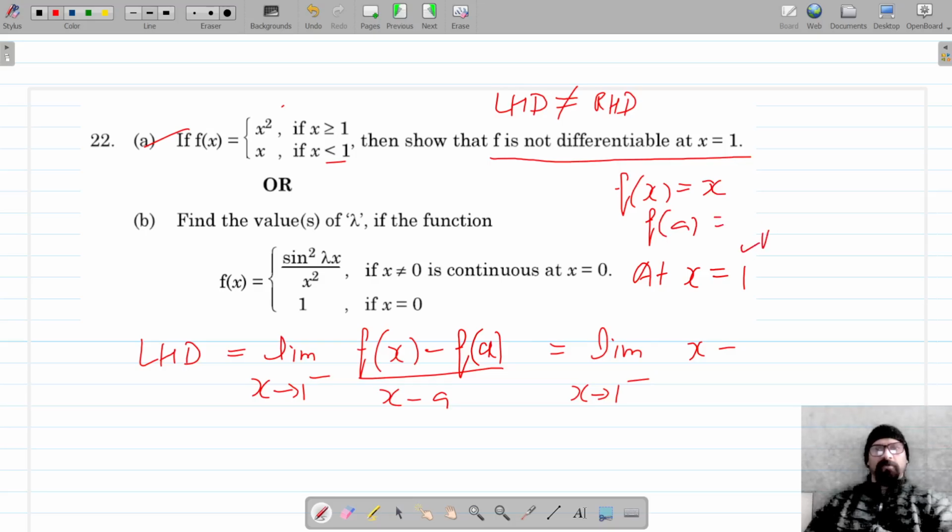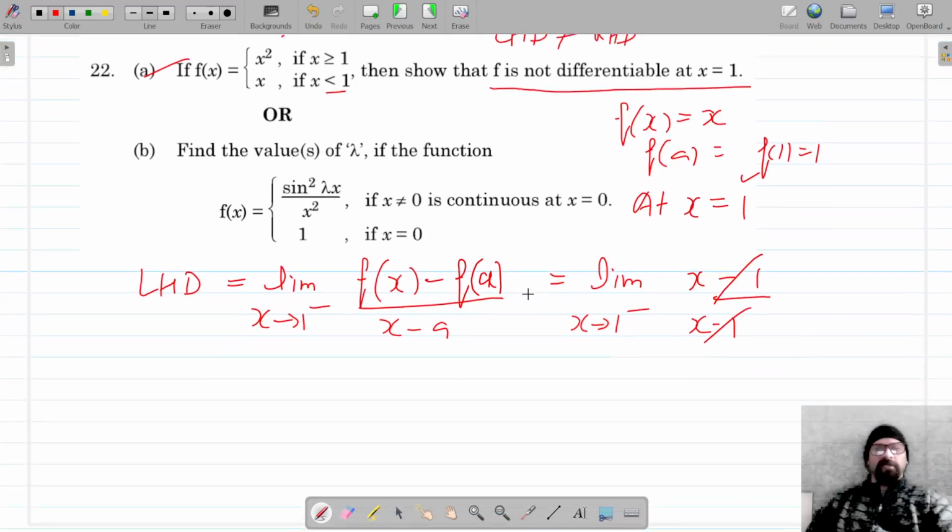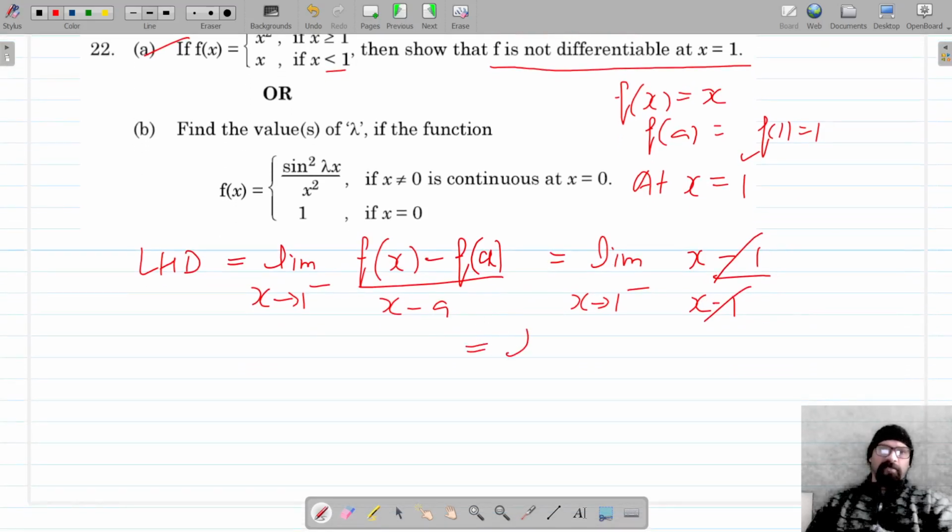So a is 1, so f of 1 is 1, so this is 1 upon x minus 1, so this gets cancelled. And we finally have the left hand derivative, as x tends to 1 negative, taking the limit gives me 1. So left hand derivative is equal to 1. Okay, now let's find out the right hand derivative.